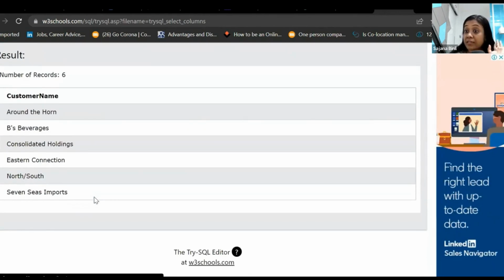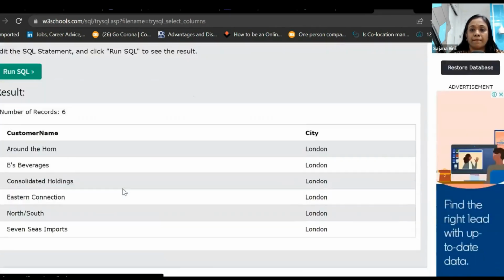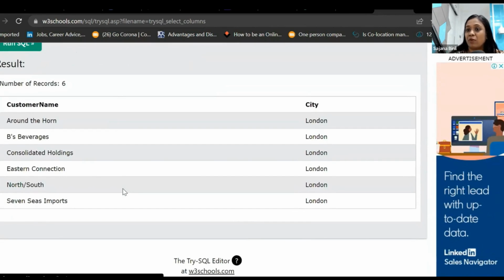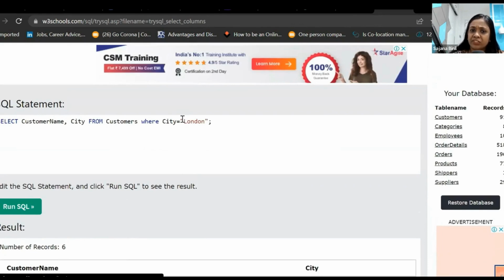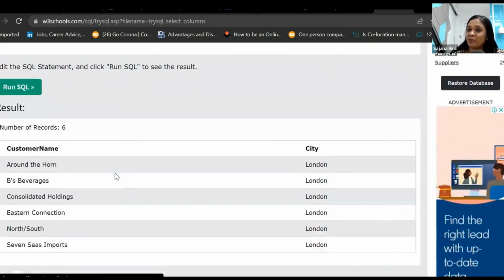Now let me see whether these customers actually belong to London. Let me verify that. This is how you guys also should run queries and see whether the records being fetched are correct or not. Let me show also the city along with the customer. So these are the proper customers belonging to London. Now let me change this to a single quote, like one of you mentioned, and see if that's working. Yes, it was also able to fetch records.